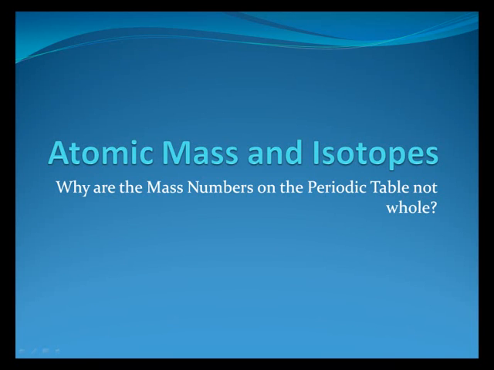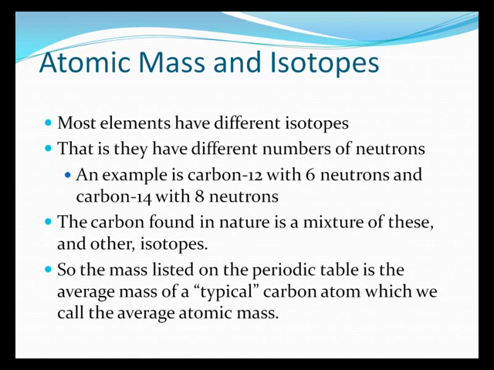Atomic mass and isotopes. Or, why are the mass numbers on the periodic table not all whole numbers? Well, it has to do with the fact that most elements have different isotopes, meaning they have different numbers of neutrons. An example would be carbon 12 with 6 neutrons, carbon 14 with 8. Of course, to be carbon, they have to have 6 protons.